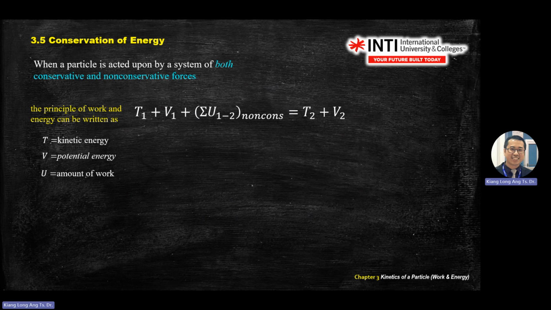The earlier one, delta U equal to T2 minus T1, is for questions where you don't see a datum. If you see kinetic energy only, there's no datum. And usually this happens in a straight line.